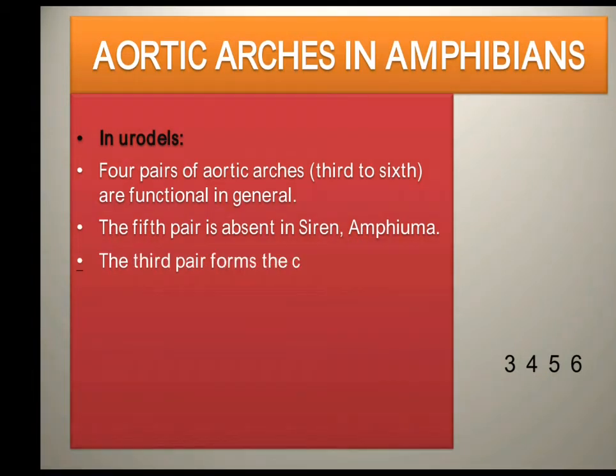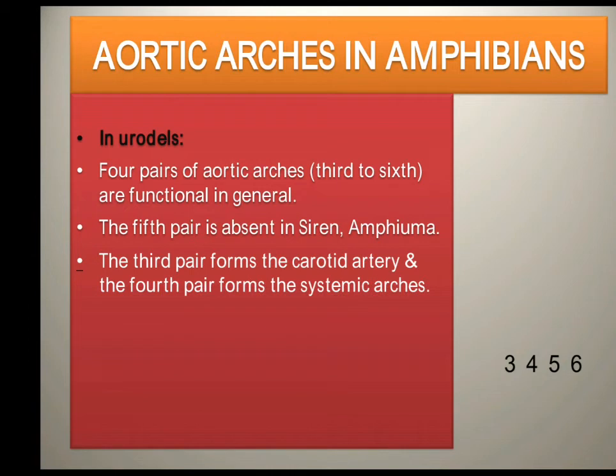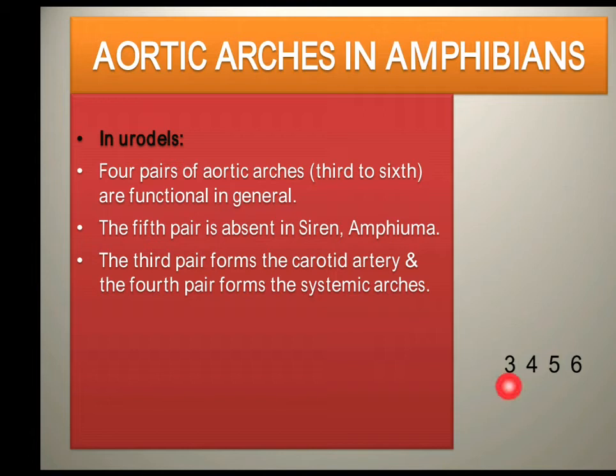Here also, one thing is to be mentioned, that the 3rd pair forms the carotid arteries, and the 4th pair forms the systemic arches. So this is very clear, I think, to you, that the 3rd pair is making the carotids for the head, which is going to the brain, and the 4th pair is making the systemic arches.